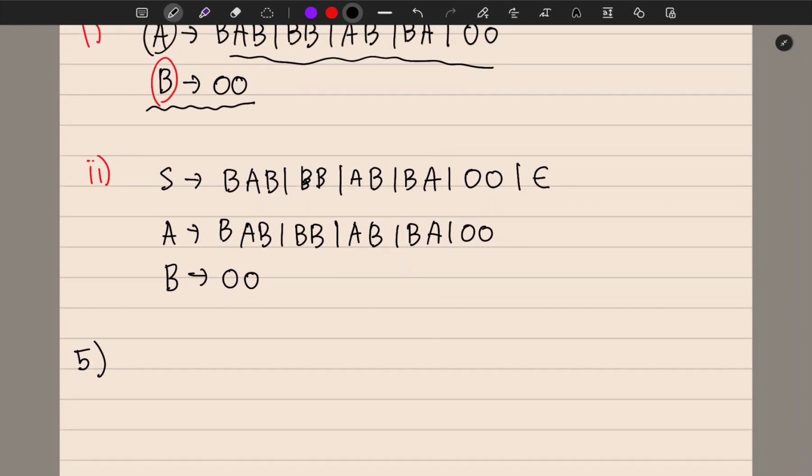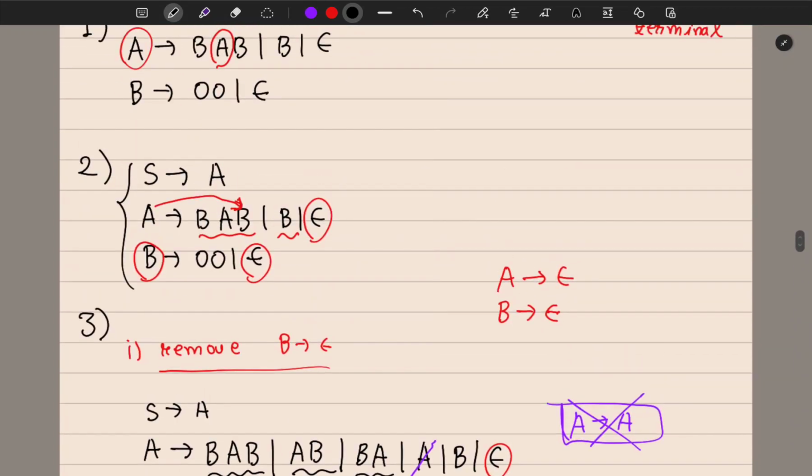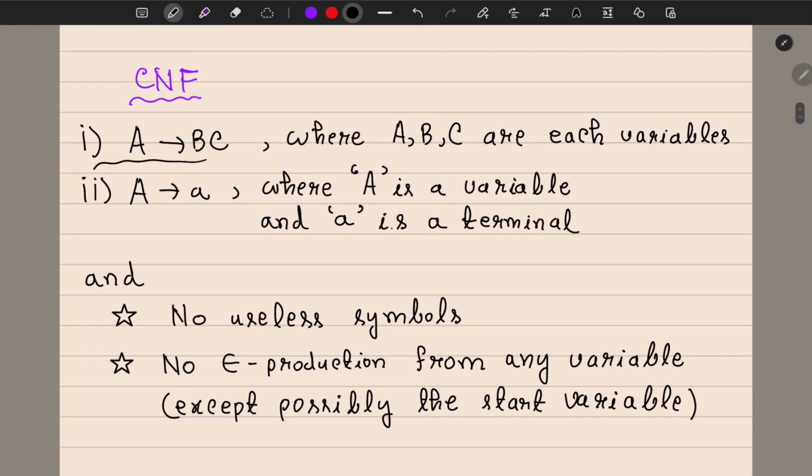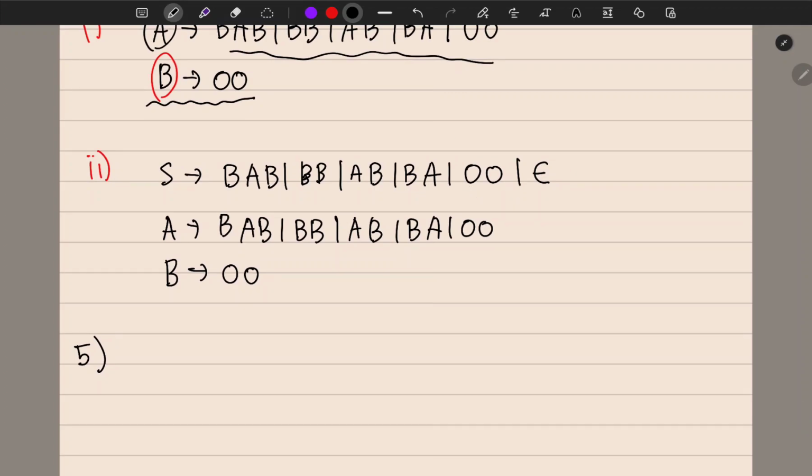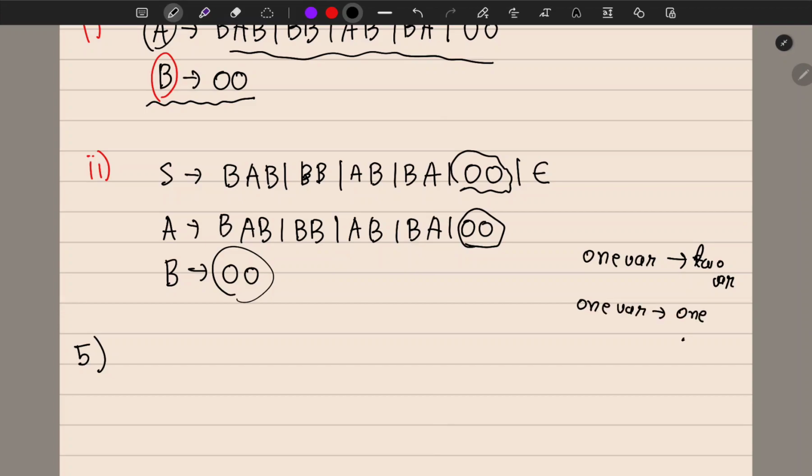In these steps we have to remember what the Chomsky normal form actually was. It can be only from these two rules, A to BC and A to smaller a. So we can see that there are two terminals here, but the Chomsky normal form cannot have two terminals. It should only have one variable to two variables, and one variable to one terminal. Any other combinations are not allowed in Chomsky normal form. So we will have to rectify those wrong productions so that they are corrected and converted to Chomsky normal form.